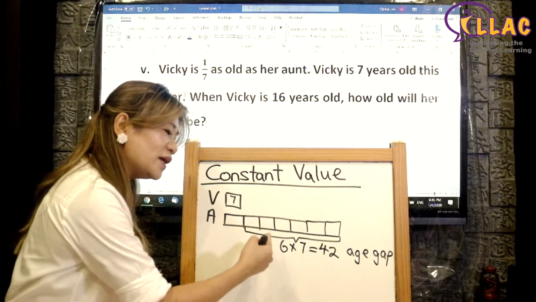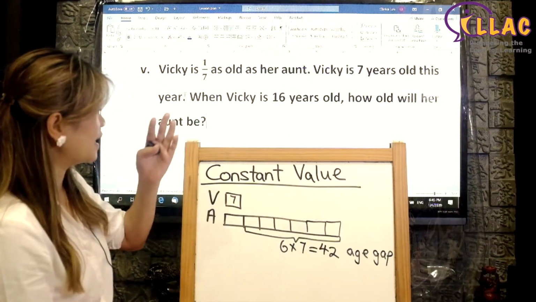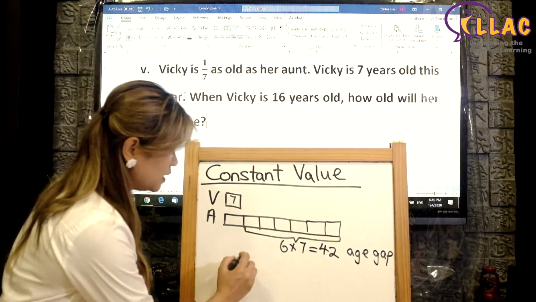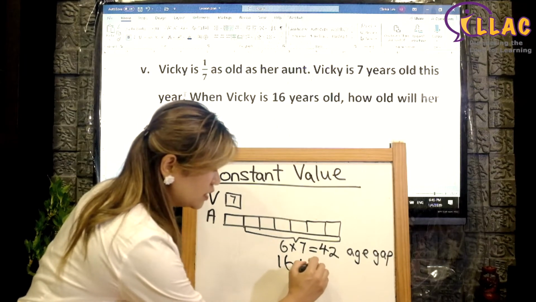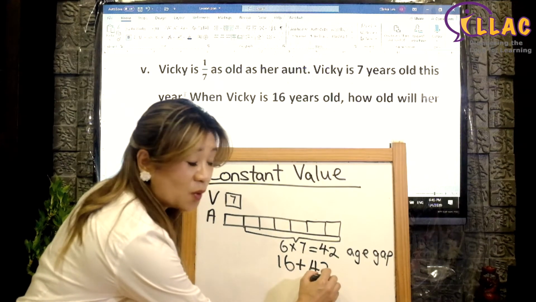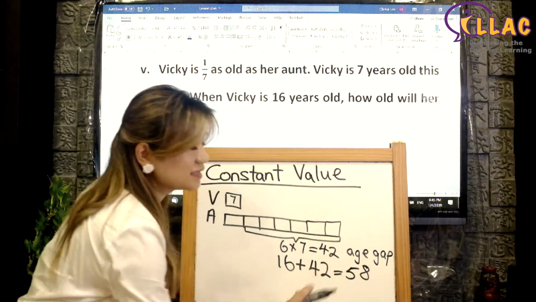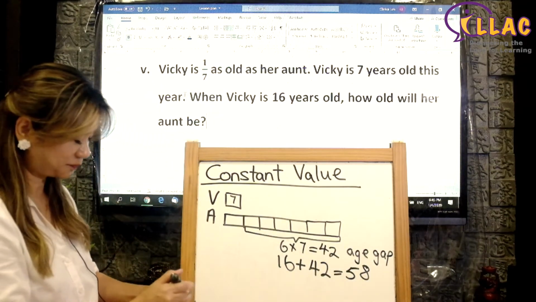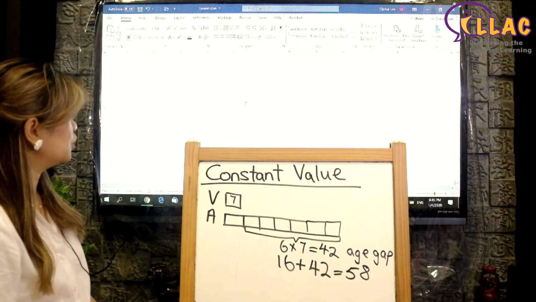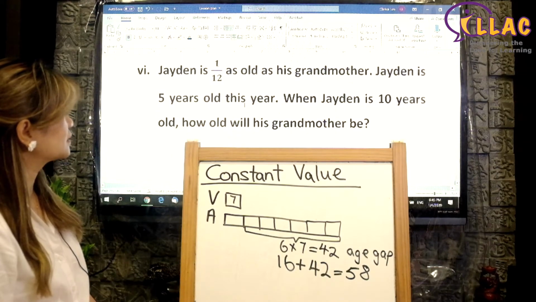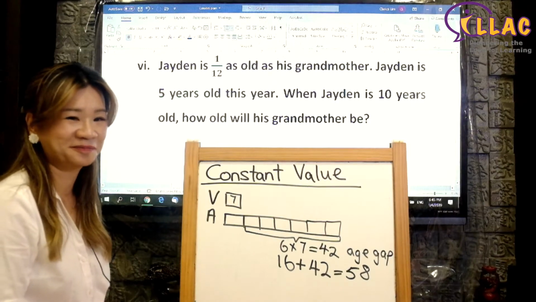So if they are always 42 years apart, how old will her aunt be when she is 16? Which means when she is 16 years old, her aunt will be, again, as usual, constant age gap, 42 years older than her. Therefore, the aunt is 58 years old. Using the same concept, constant value, let's try the next question. You may pause the video over here and try the question yourself.